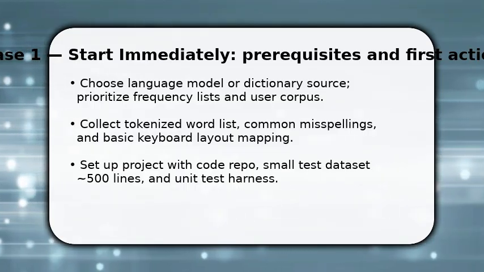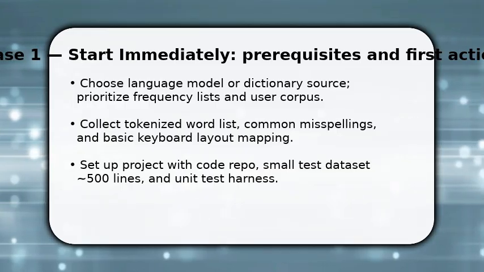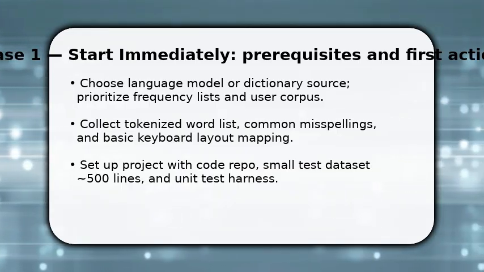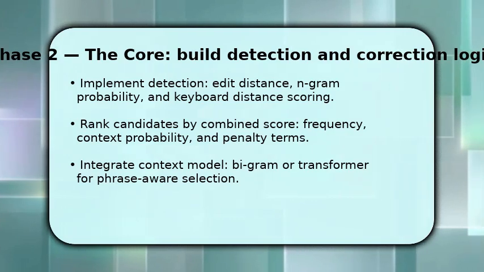Once done, prepare a 500-line test dataset and a list of frequent misspellings so you can iterate safely and measure improvement. You now implement the detection and ranking pipeline.